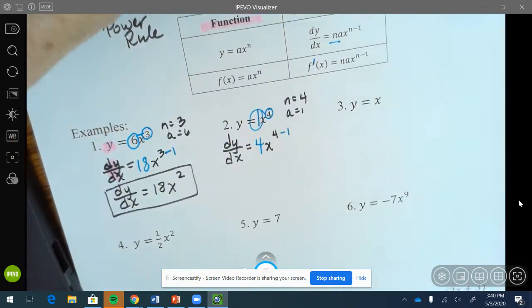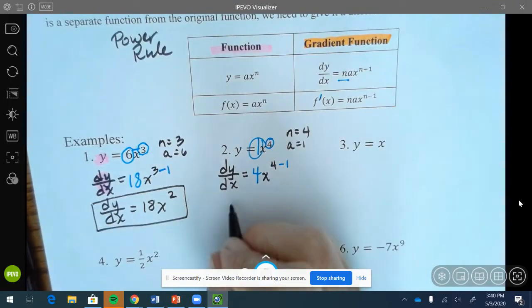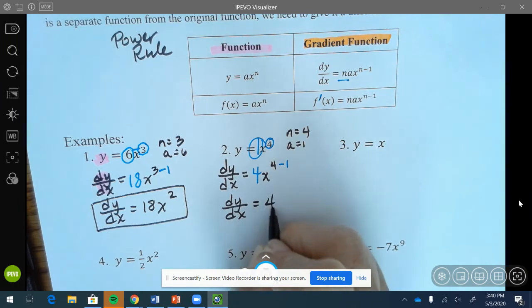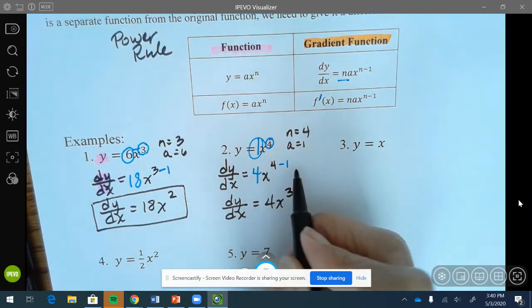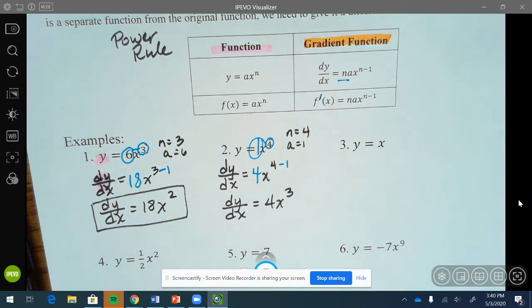So what you have is d of y over d of x equals 4x to the third power, 4 minus 1. Okay?